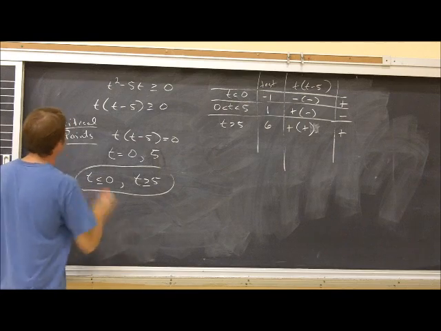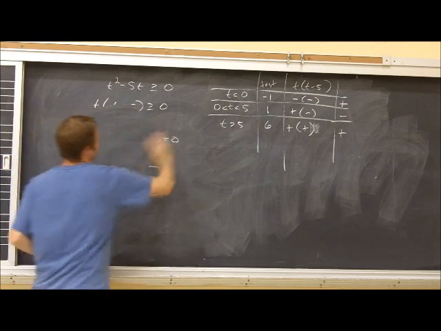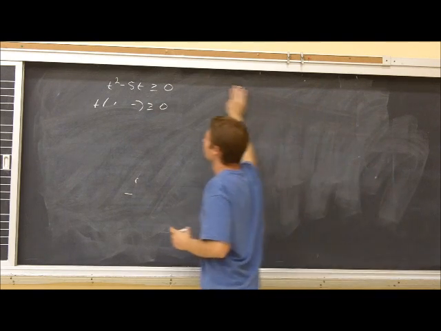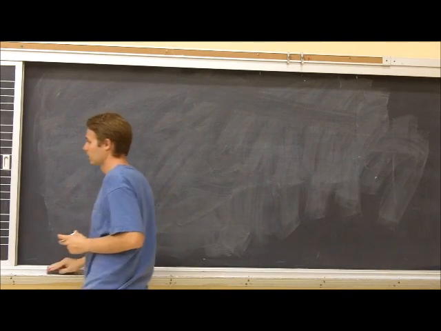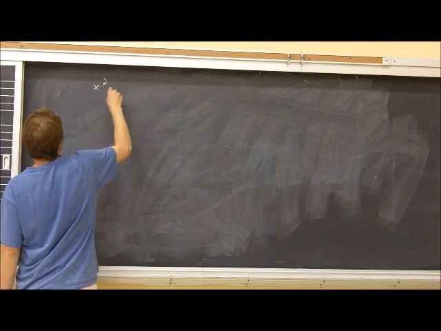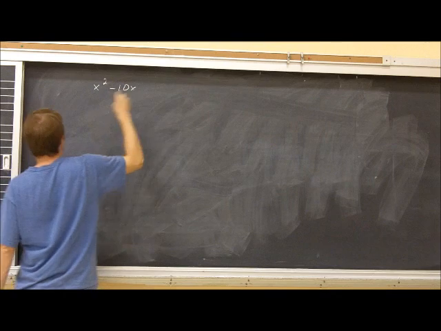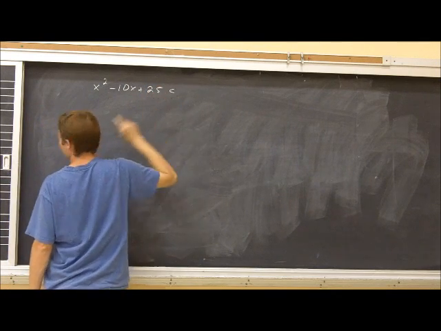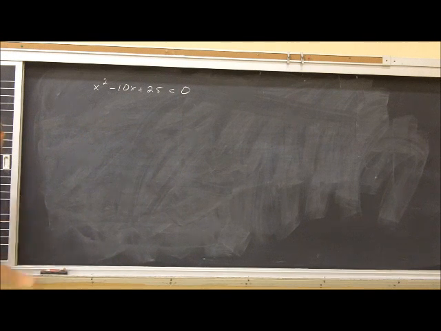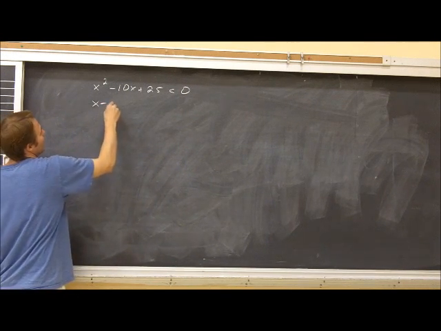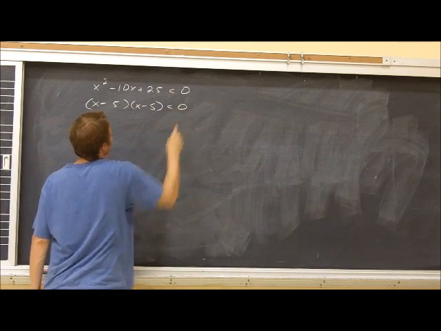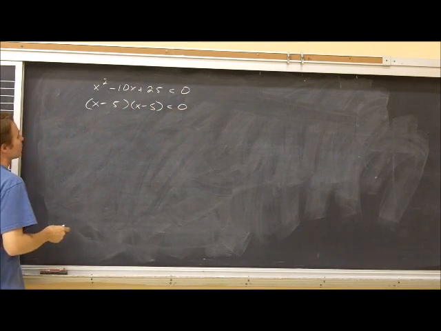All right, let's try one that has a little bit different outcome, just to show you some things you might see. So this expression, x squared minus 10x plus 25 is less than 0. Okay. Again, I'll just go ahead and factor this. This factors into x minus 5 times x minus 5 less than 0.